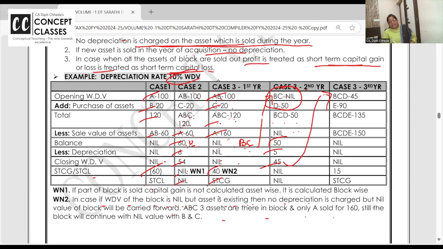I hope you are getting it. Otherwise, you can take a screenshot, take your time to understand this. Now B, C, D is 45. E is added, 90. B, C, D, and E put together, 45 plus 90. If they are all sold for 150, 15 is capital gain. Whenever it is sold, if there is profit, it is short-term capital gain. If loss, short-term capital loss.